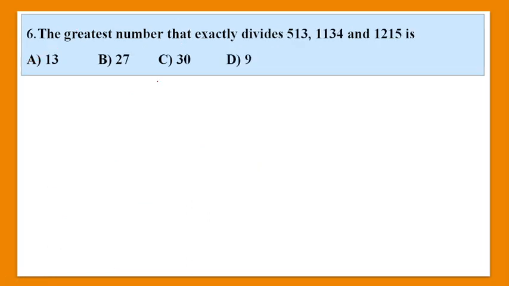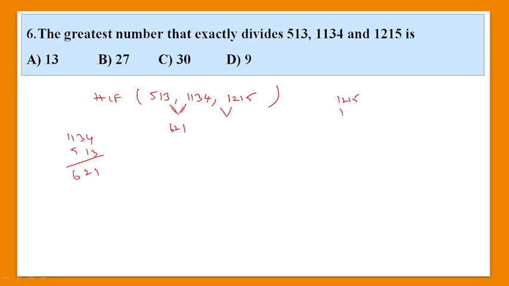The greatest number that exactly divides 513, 1134, 1215. So in this also we need to find the HCF here. What is the difference present between these numbers? 1134 minus 513, so the difference here is 621. What is the difference between 1215 and 1134? 11 minus 3 is 8, and 0. So here the difference is 81.